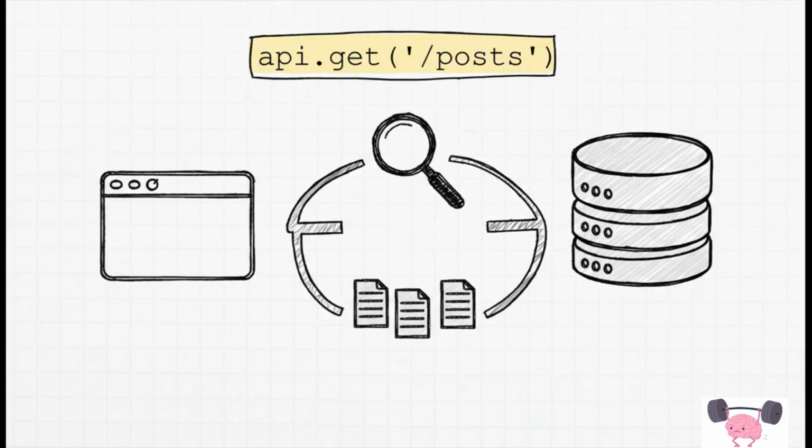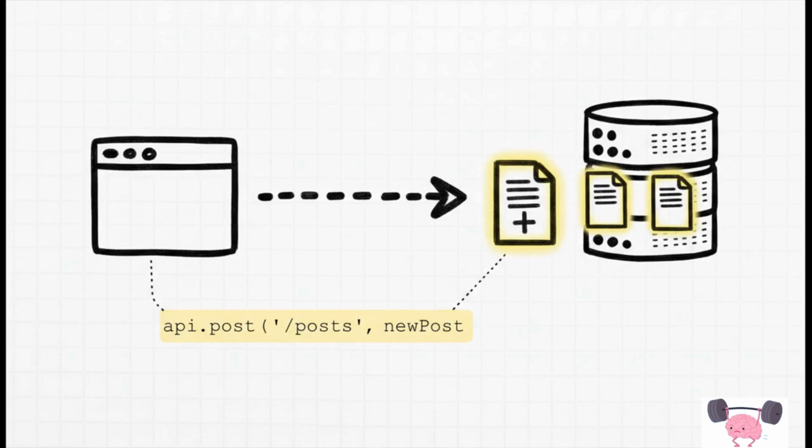With Axios, it's as clean as it gets. api.get, and you tell it where to go. All your data will be neatly tucked away inside response.data. That's it, so readable. Next up, creating new data. Say you're adding a new blog post. For that, we use the post method. With Axios, you just call api.post, tell it the endpoint, and then pass in the new data you want to send. Axios takes care of all the behind-the-scenes stuff for you.